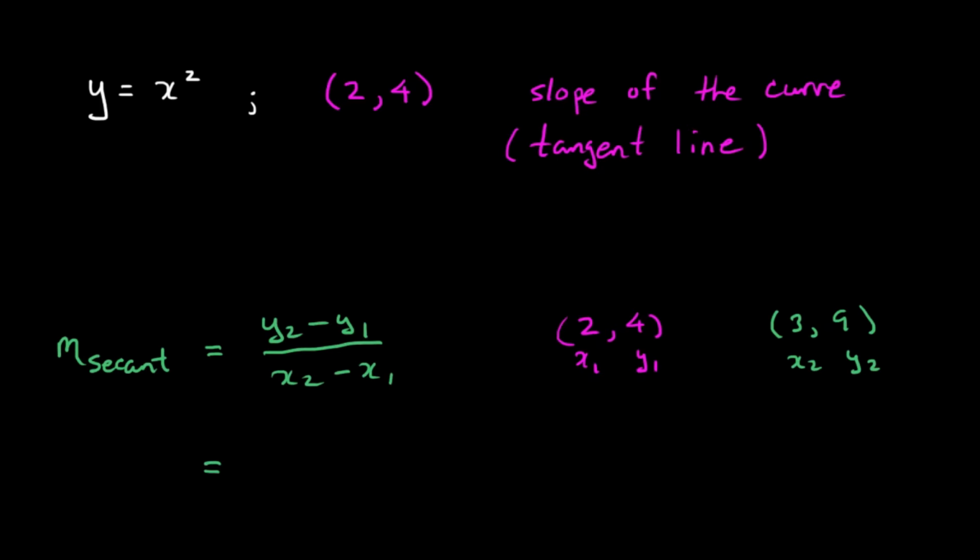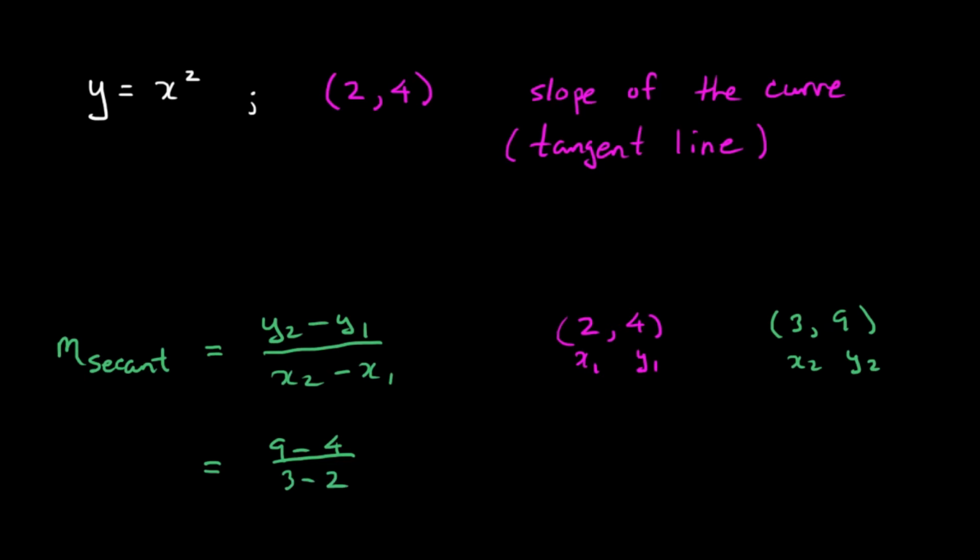So if we find the slope of the secant between (2, 4) and a point that's not really nearby, but not terribly far away, (3, 9), we can get a steepness that'll hopefully be somewhat the same as the slope of the curve at exactly (2, 4). So we go y2 minus y1. Of course, that's going to be 9 minus 4 on the top, that's our rise, and our run is going to be 3 minus 2.